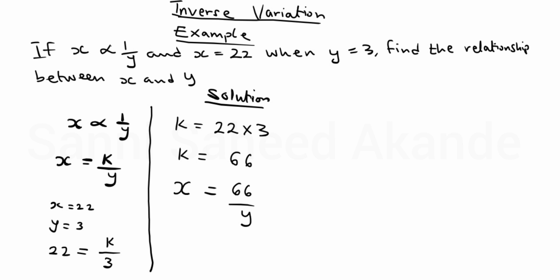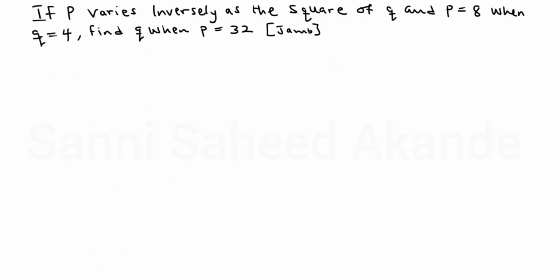The question says, if p varies inversely as the square of q and p is equal to 8 when q is equal to 4, find q when p is equal to 32. Solution. The question says p varies inversely, that is 1 over. Anytime you hear inverse, that is 1 over. Then 1 over the square of q, so q squared. Is that understood? It's not just q, but the square of q.